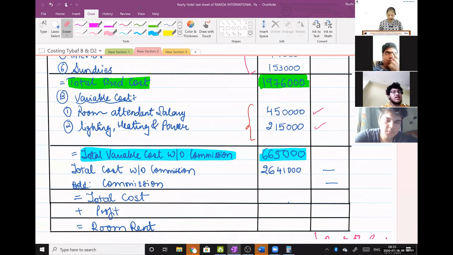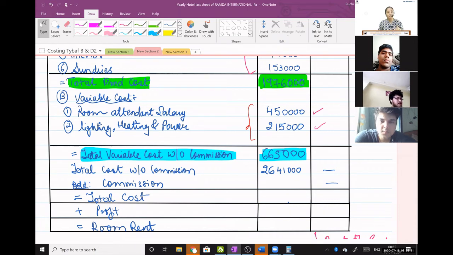We had done a similar calculation in the transport cost sheet. There, the commission was similarly on the total takings.